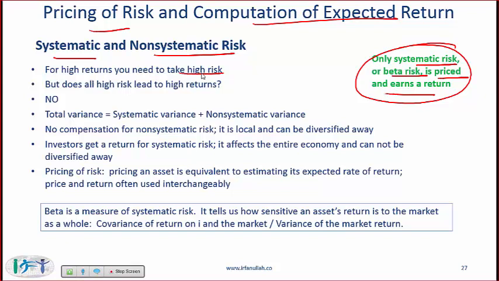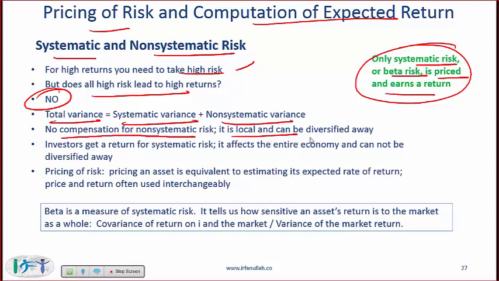For high returns, you need to take risk, that's true. But does all risk lead to high returns? No. Only systematic risk leads to high returns. Total risk is measured by total variance. This is a combination of systematic and non-systematic variance. There is no compensation for non-systematic risk. It is local. And the reason there is no compensation for non-systematic risk is because it can be diversified away. Investors only get a return for systematic risk. It is the risk that impacts the entire economy and cannot be diversified away.